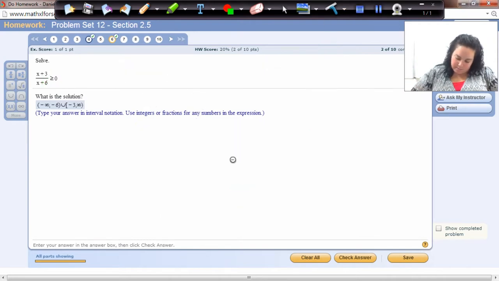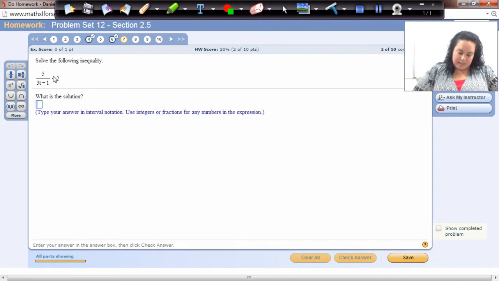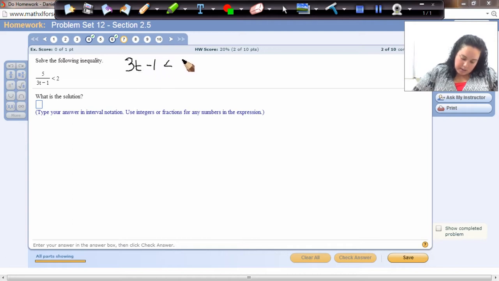Great. Let's move on to number 7 now. Number 7, same exact deal. Let's go ahead and take care of that denominator. Remember, the denominator can't be 0, so that's going to be one of our points we have to watch out for. This denominator cannot be 0. So let's solve for t. We have that t cannot be 1/3. So 1/3 is going to be a point that we'll watch out for.